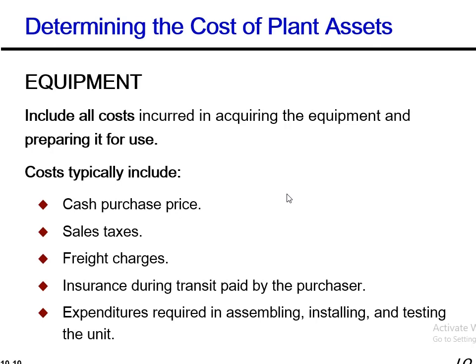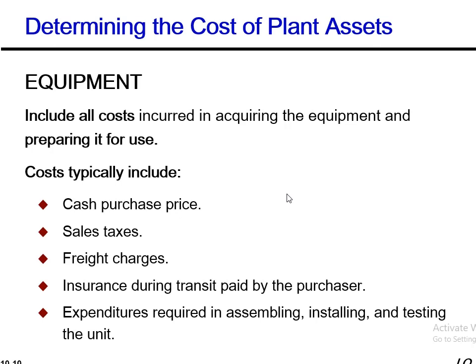Then if there are some sales taxes imposed on the purchase of such equipment, you, being the buyer, usually pay the sales taxes, so you're going to add them. You purchase the equipment, right? But it's still not in your location, it's with the seller. You have to bring it to your location, so for that purpose you have to pay the freight charges.